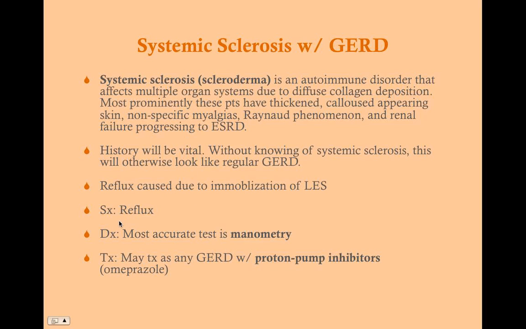And so the diagnosis here is going to be manometry. This is presuming you know that this is a patient with systemic sclerosis with GERD. GERD happens much more frequently in patients. The more common cause of GERD is not systemic sclerosis, it's idiopathic. But if you have a patient who has systemic sclerosis and they consequentially have GERD, then you're going to want to get manometry. And ultimately, you're just going to treat this as any GERD. You're going to use proton pump inhibitors, primarily omeprazole.